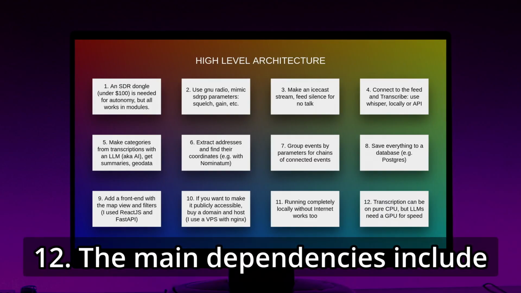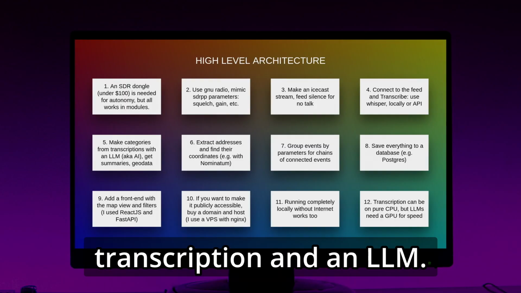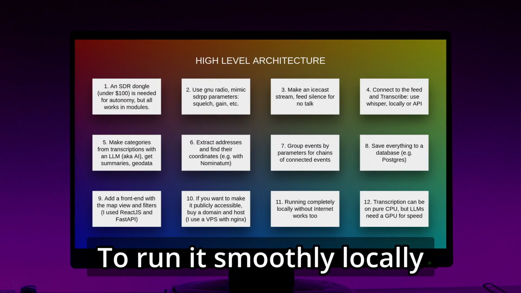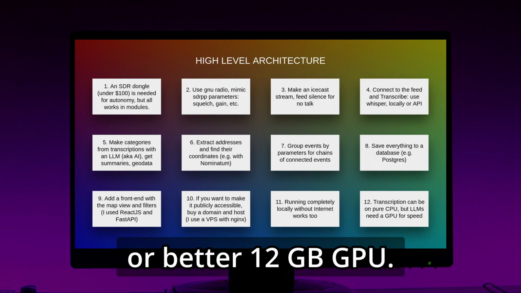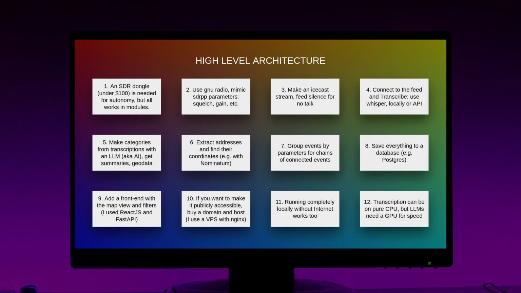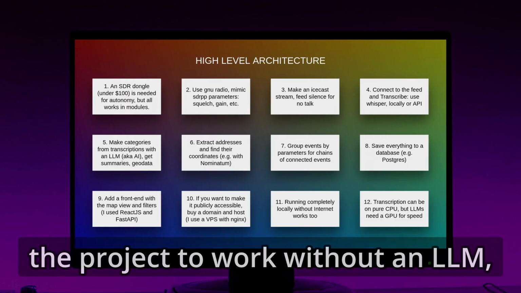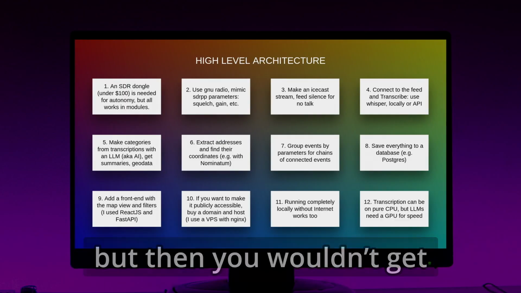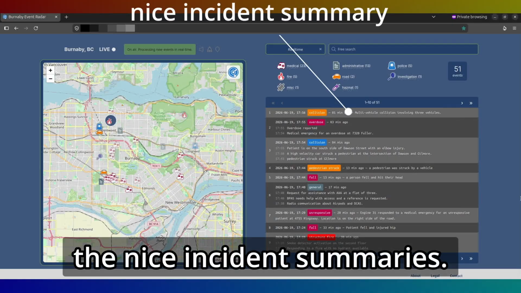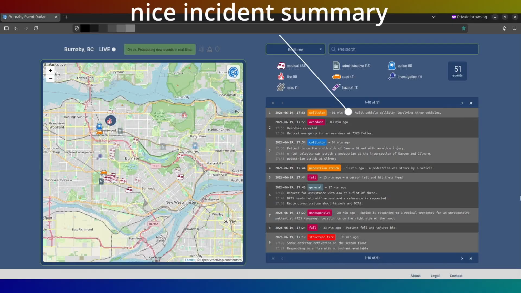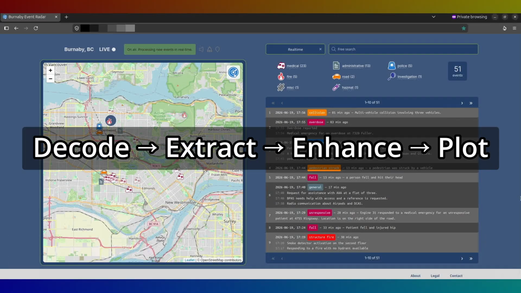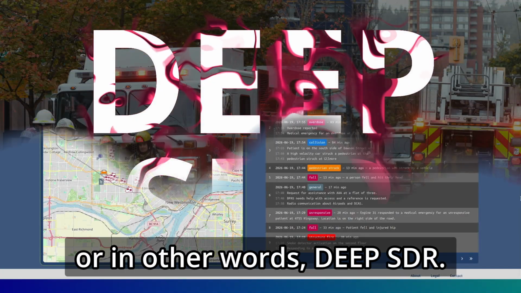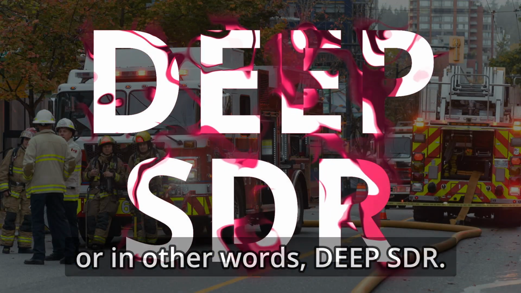The main dependencies include using APIs for transcription and an LLM. To run it smoothly locally without an API, you'd likely need a 6 or 8 or better 12 GB GPU. It may be possible to reconfigure the project to work without an LLM, but then you wouldn't get the nice incident summaries. As you can see, at its core it's exactly decode, extract, enhance, plot, or in other words, DEEP SDR.